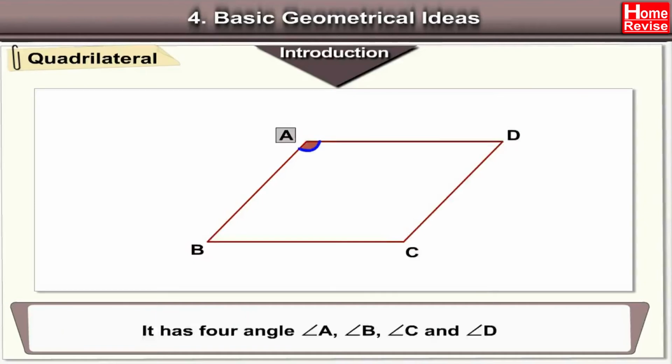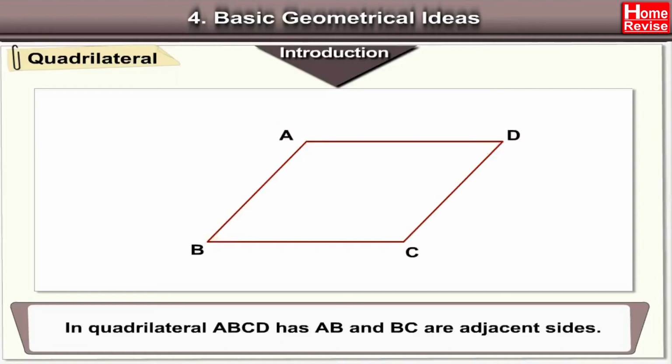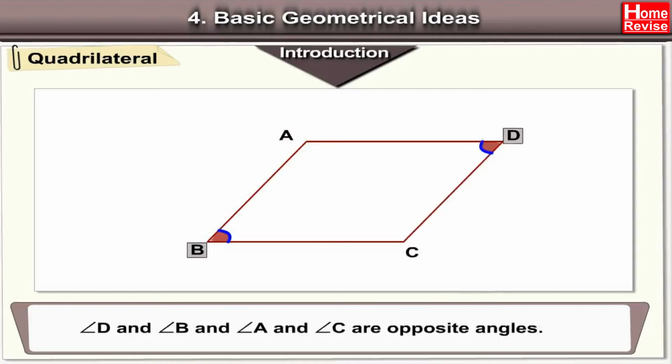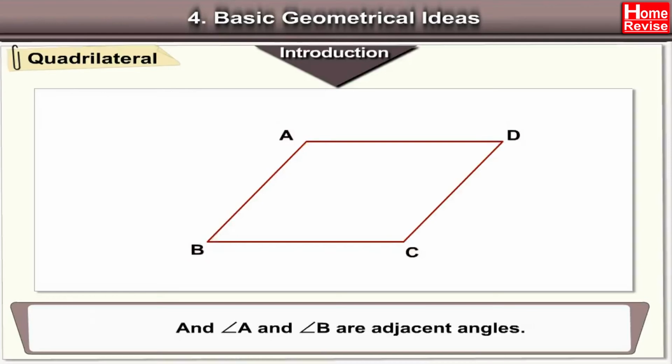It has four angles: angle A, angle B, angle C and angle D. In quadrilateral ABCD, AB and BC are the adjacent sides. Line segment AB and line segment DC are opposite sides. Angle D and angle B, and angle A and angle C, are opposite angles. And angle A and angle B are adjacent angles.